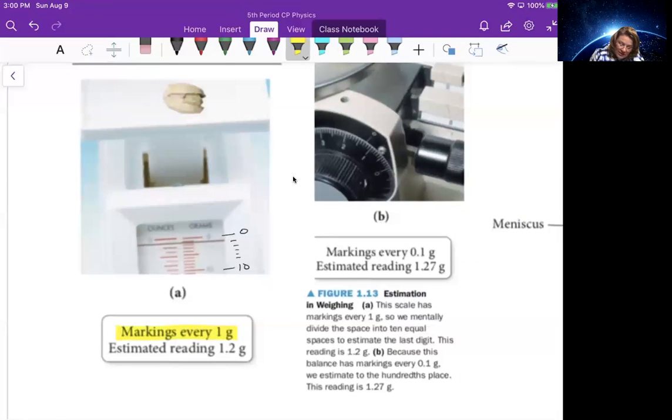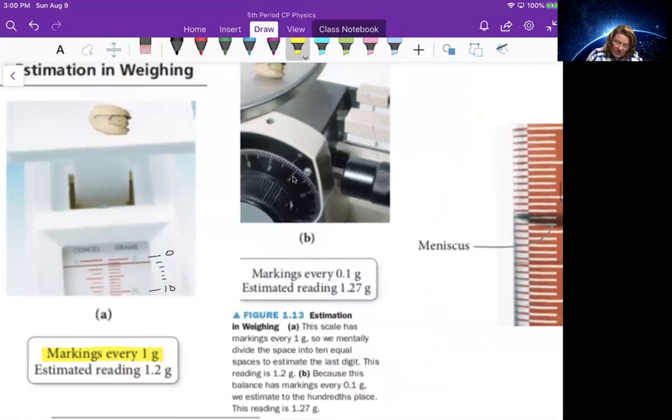And so what you're starting to see is that if you know the value of the tick mark, the next digit to the right is the last significant figure of your measurement tool. Okay, so let's take a look at this one.